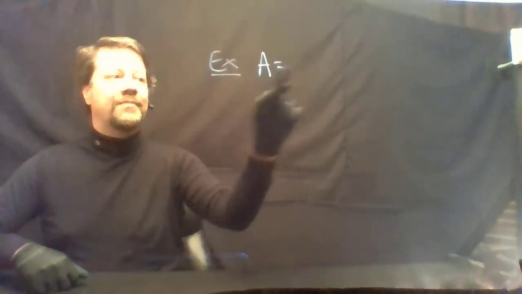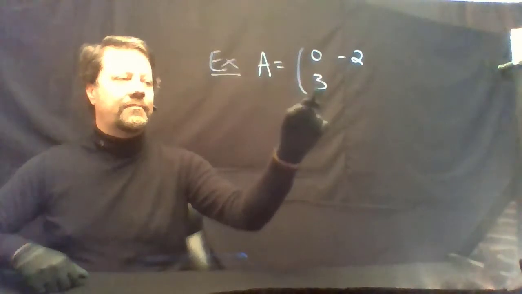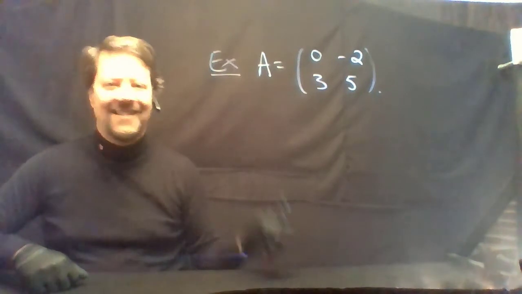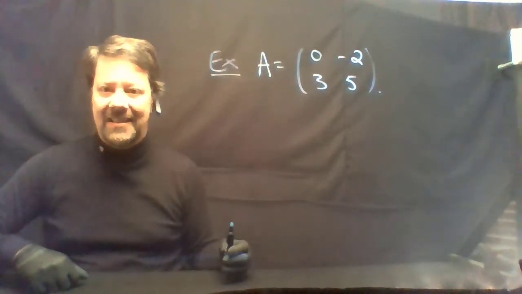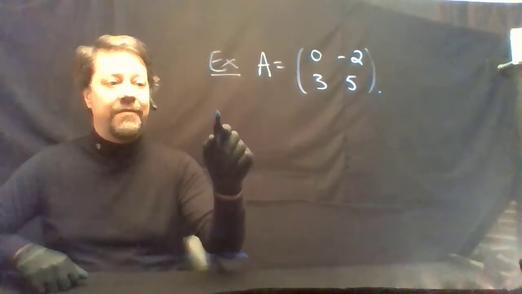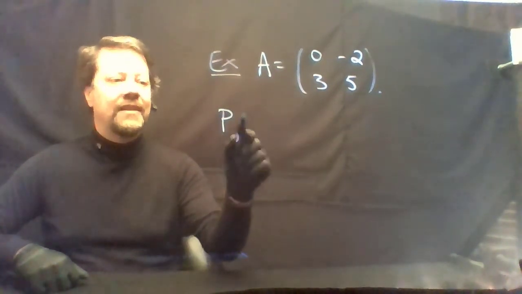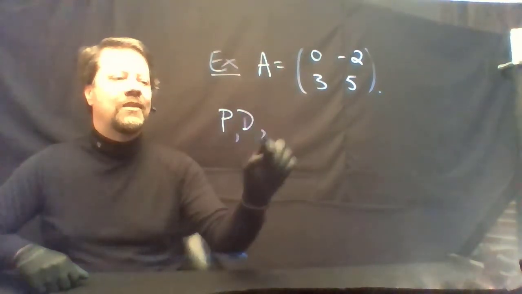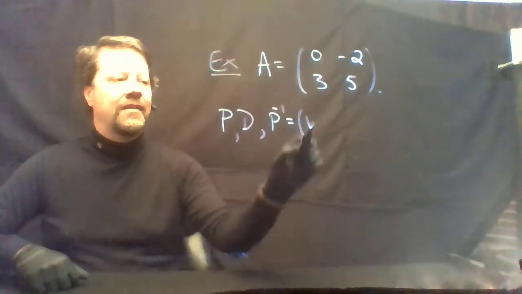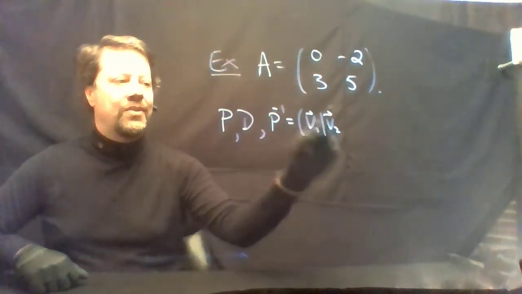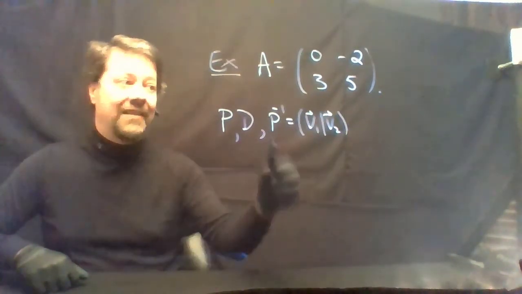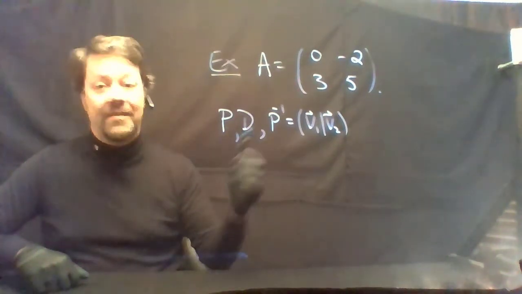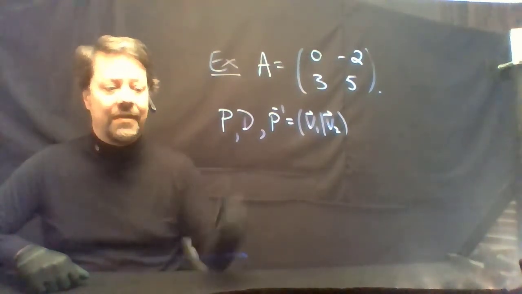As an example, let's look at the matrix A, which is 0, negative 2, 3, 5. We want to diagonalize this. To diagonalize it means we're going to find a matrix P that is invertible and a diagonal matrix D with eigenvalues on the diagonal, where P inverse has two columns, each of which consists of an eigenvector from this matrix A. So to solve this problem, we need to find eigenvalues and eigenvectors first.